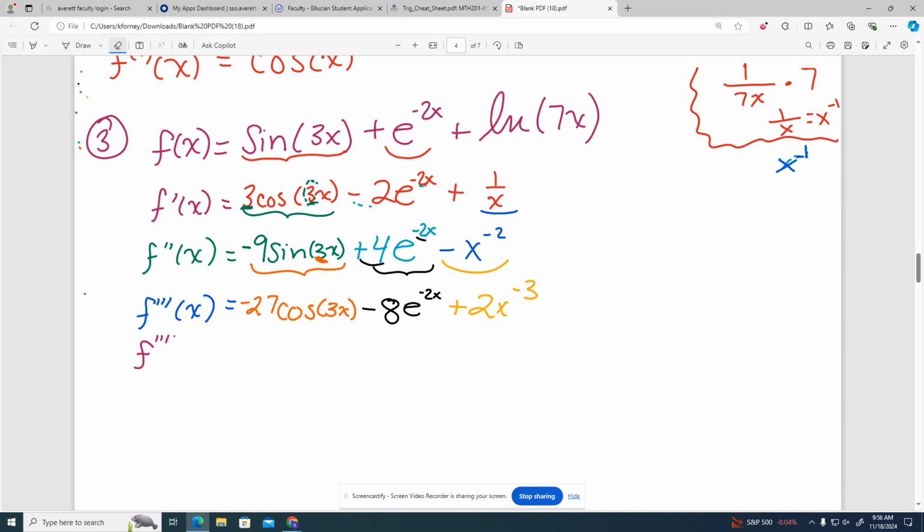Where do I put the little 4? The little 4. So the derivative of cosine is negative sine, so that's going to take away the negative sign that's there. And we're going to say 27 times the 3 is 54 sine of 3x.